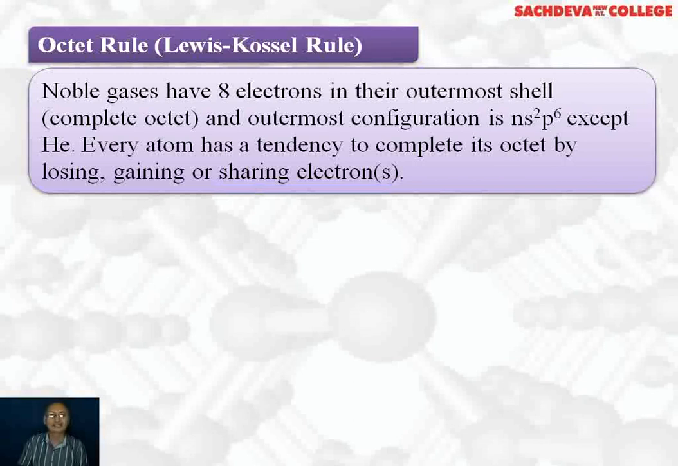Sharing also can be done in 2 ways. One is equal sharing, another is unequal sharing of electrons. So this rule is called octet rule, that every element wants to have 8 electrons in its outermost shell.